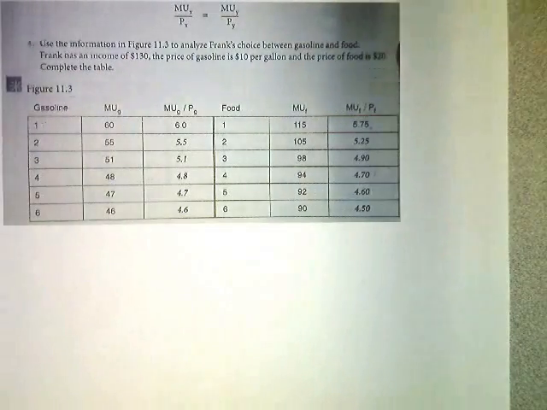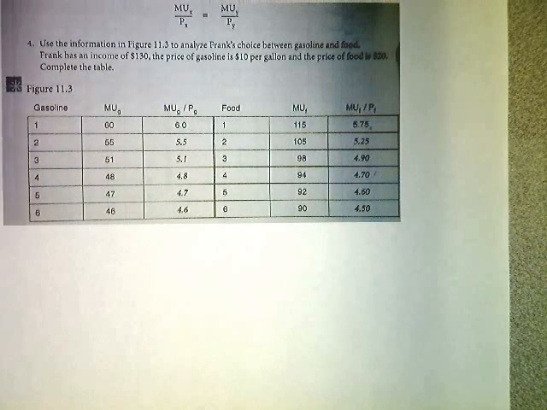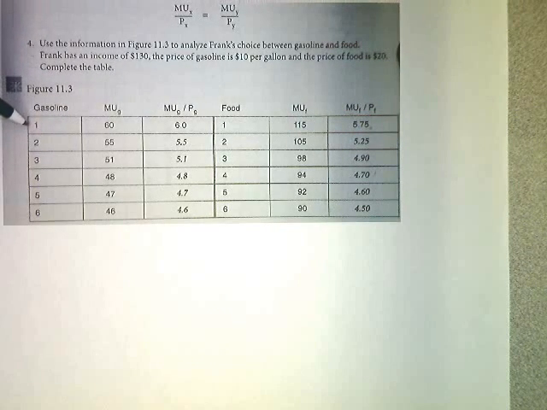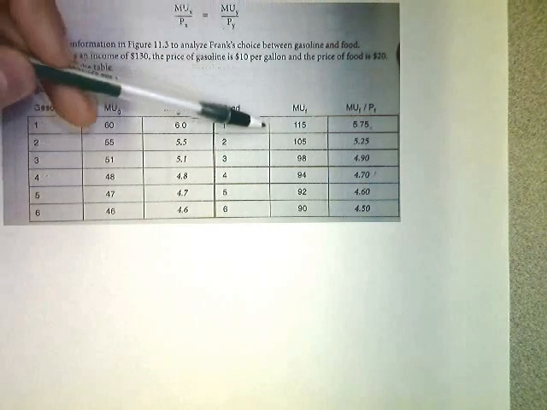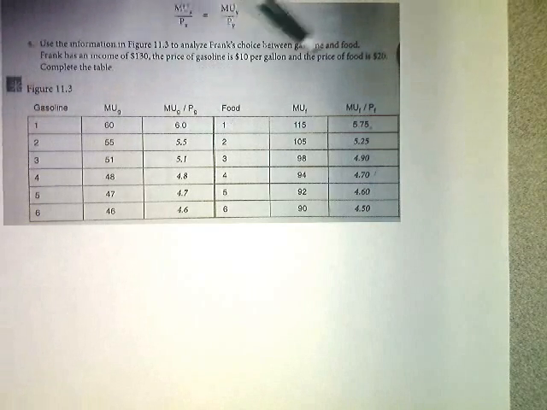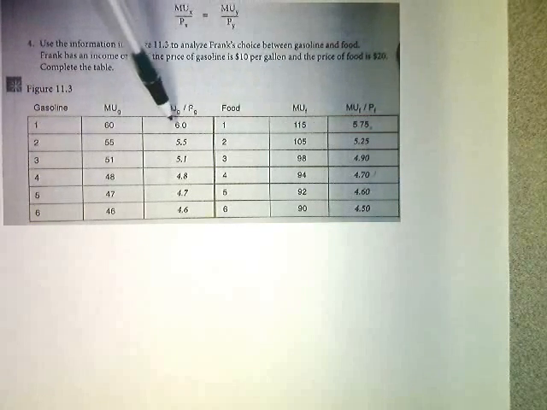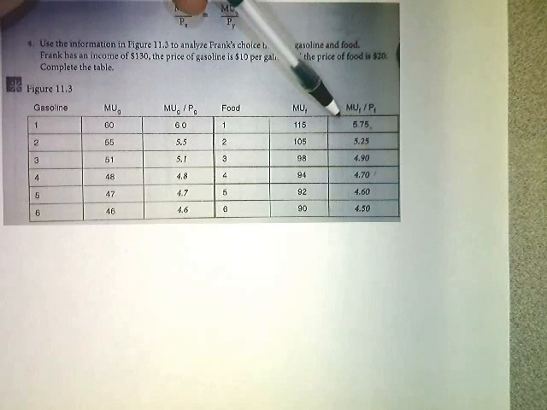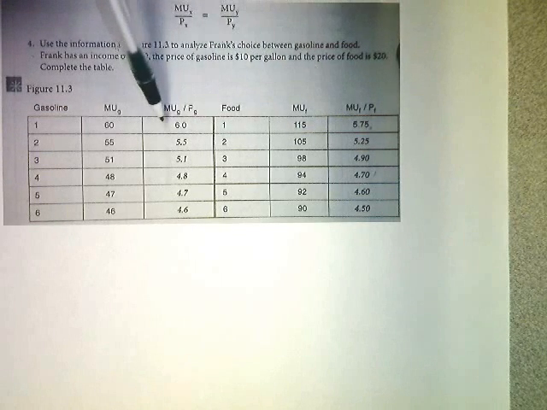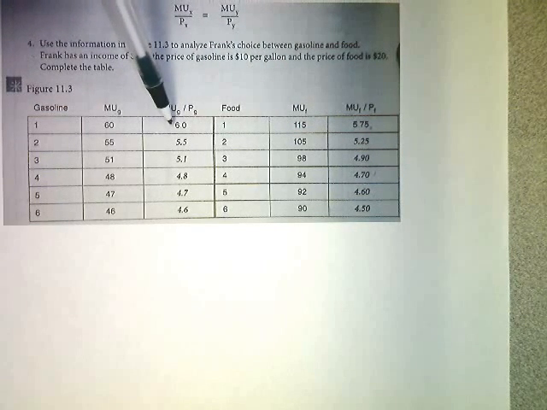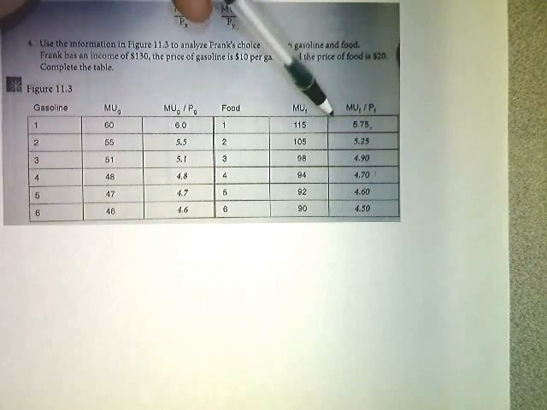Now, when you have to figure out how much someone like Frank is going to spend with his $130 or how much of each he's going to buy, we want to follow through the steps like this. Frank is always going to put his money towards the things that provide him the most marginal utility per dollar. So at the first step, given a choice between the first gallon of gas or the first unit of food, the marginal utility per dollar is comparing 6 to 5.75. So for every dollar he spends, he's going to get more utility from the gas than he would from the food.